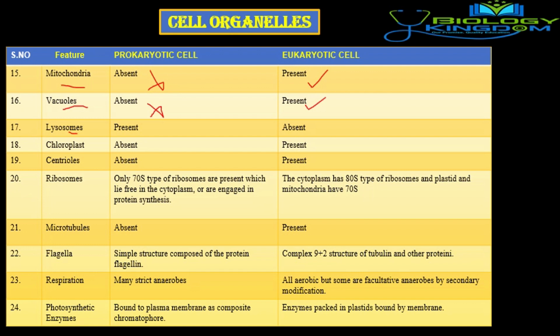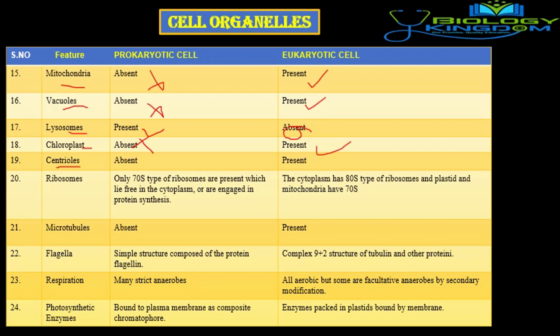Coming to lysosomes, lysosomes are present only in prokaryotic cells and they are absent in eukaryotic cells. And chloroplasts are absent in prokaryotic cells and are present in eukaryotic cells because we have plastids. So, as discussed, there are many forms of storage plastids. Chloroplast is one of the major forms in which eukaryotic cells have it.